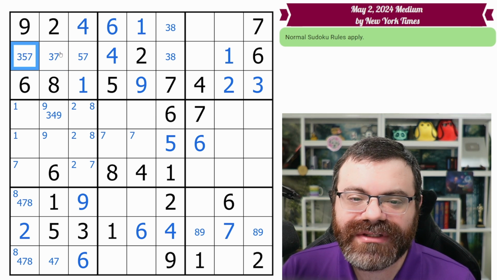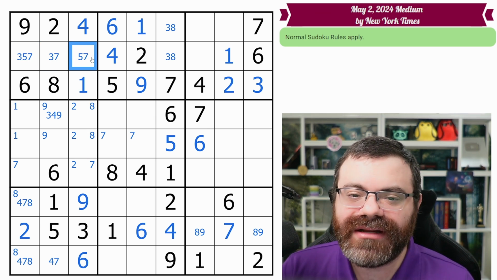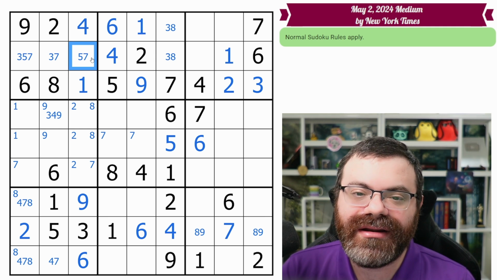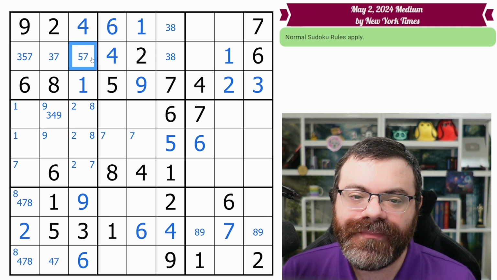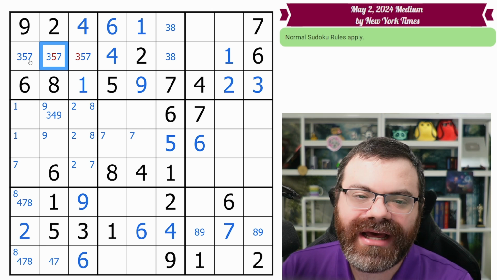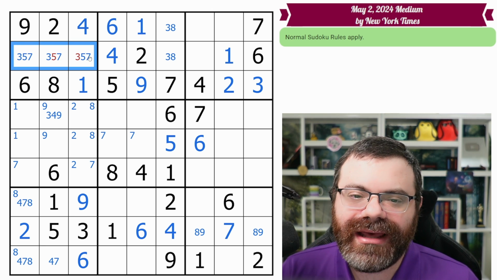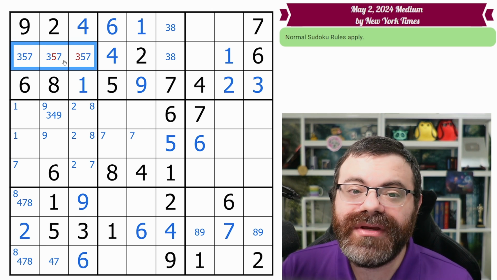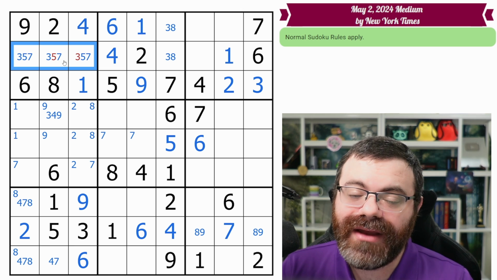This cell's down to 3, 5, 7. This cell's down to 3, 5, 7. I can always add bad candidates. That's not going to ruin any logic. And so here, I'll add the 3, I'll add the 5. Now you can see that because they can't all be 3, they can't all be 5, they can't all be 7, we can't repeat digits at all.